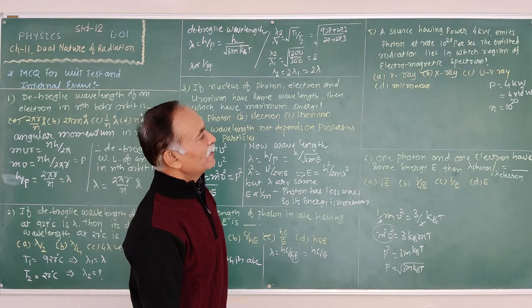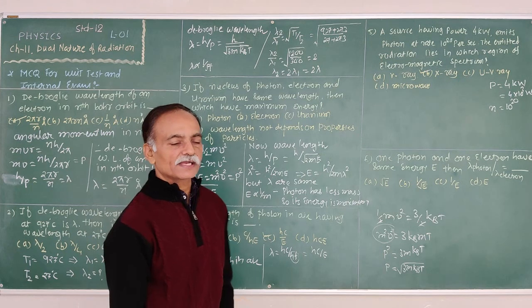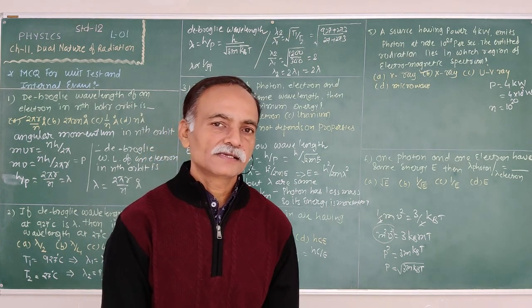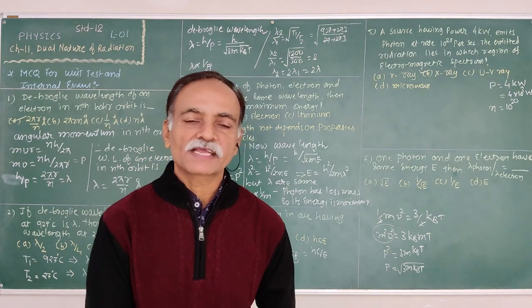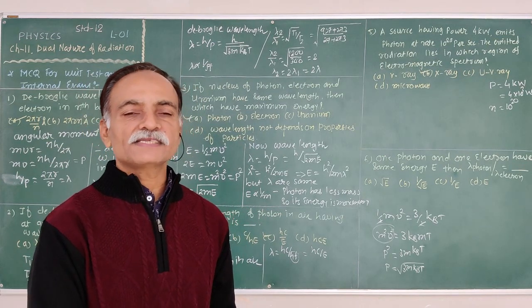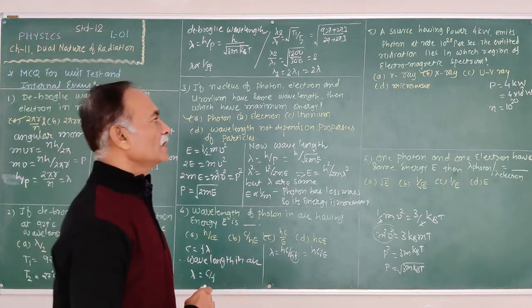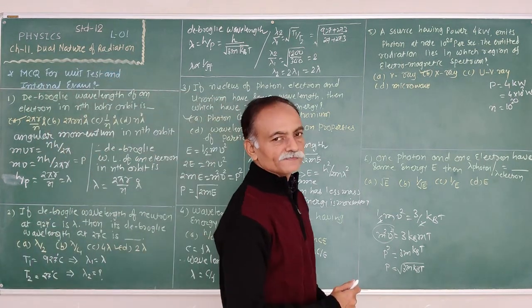So we have to find out whether the emitted radiation lies in this region. That means we have to find out the wavelength. If we find the wavelength, we can judge which region of the electromagnetic spectrum this wavelength belongs to.